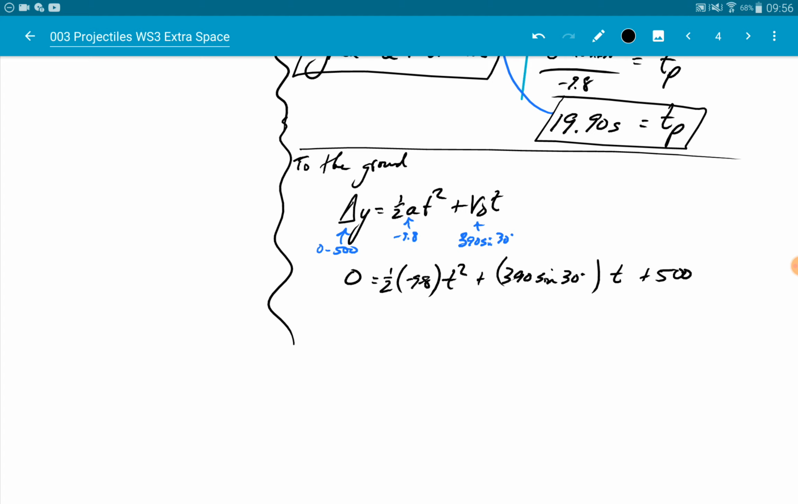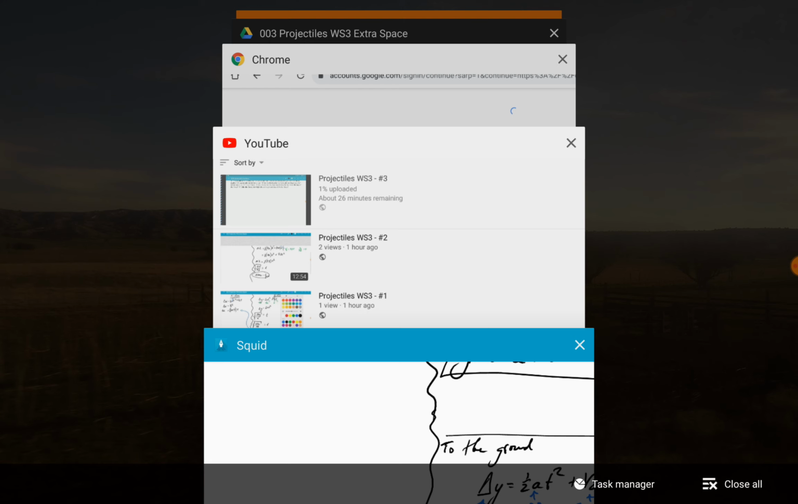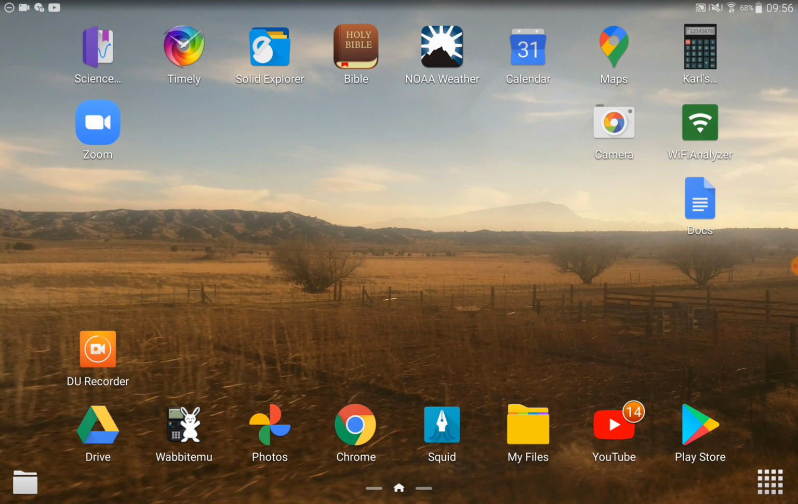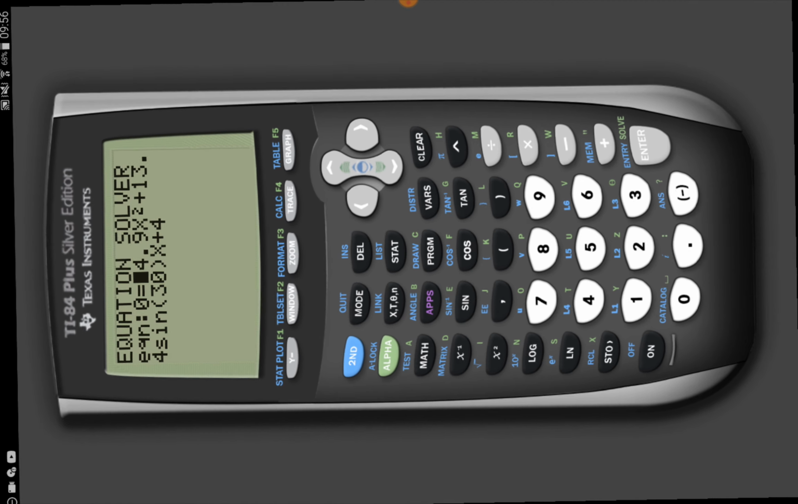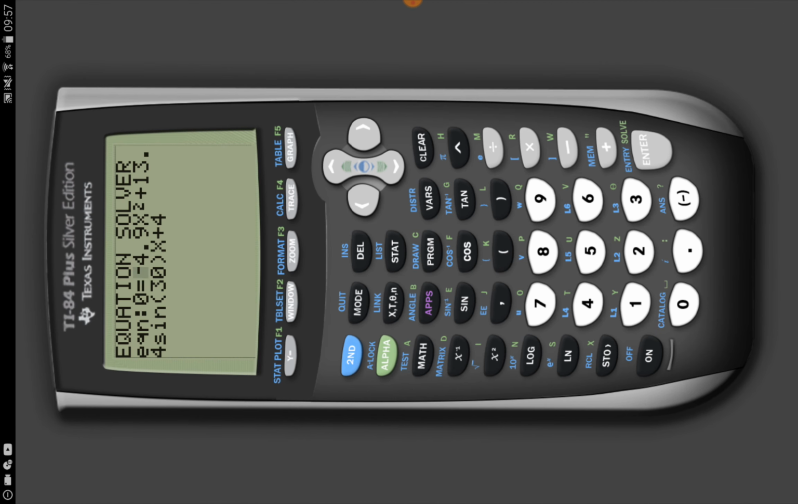Remember that you can go back and use the equation solver in your calculator to do that. So I'm going to go back to the home screen here and grab my emulator. Now I know that this is going to be rotated when you're looking at it. Sorry, I don't have any way to solve that. Oh, the solver. Will the solver solve it?